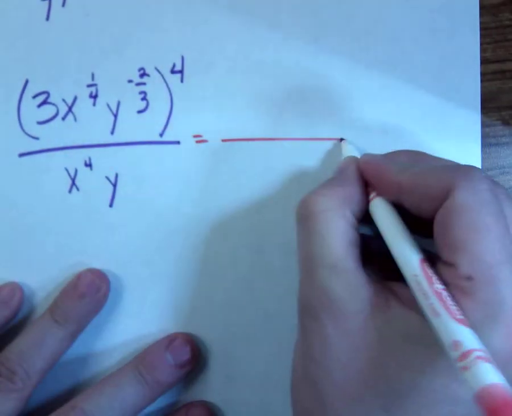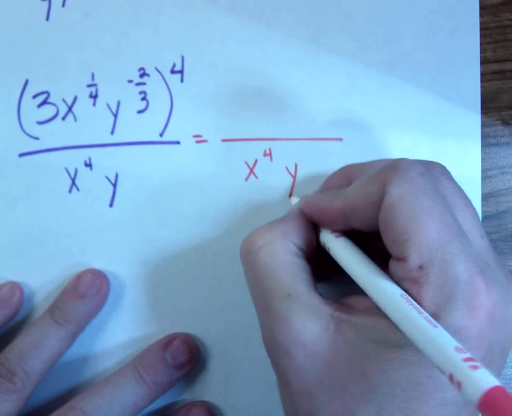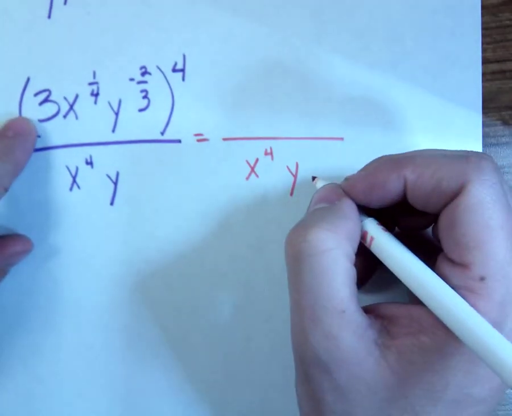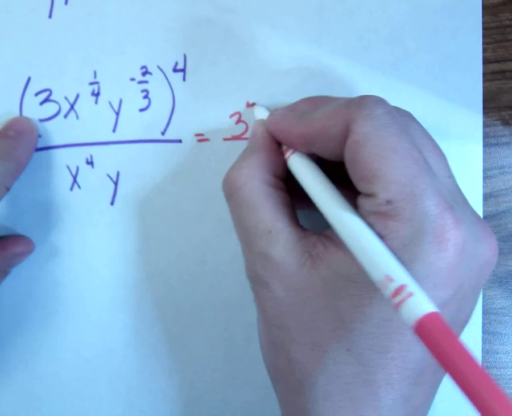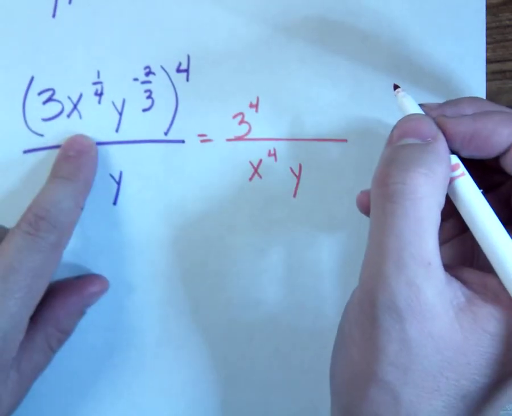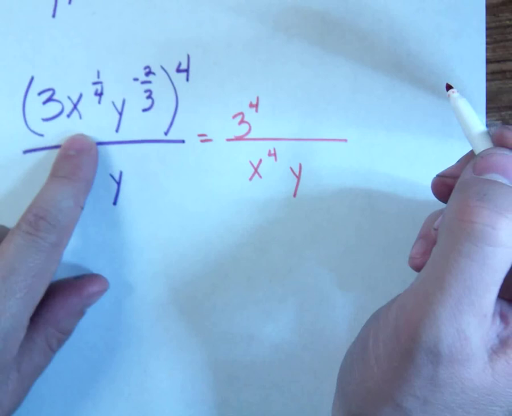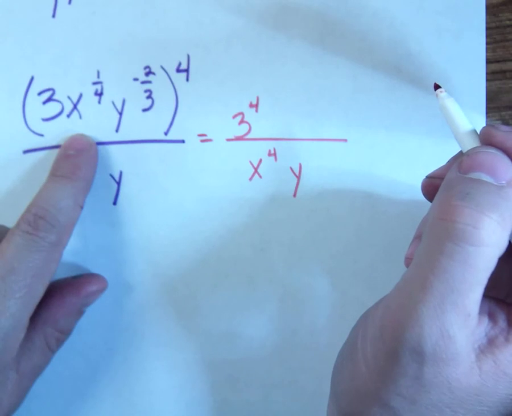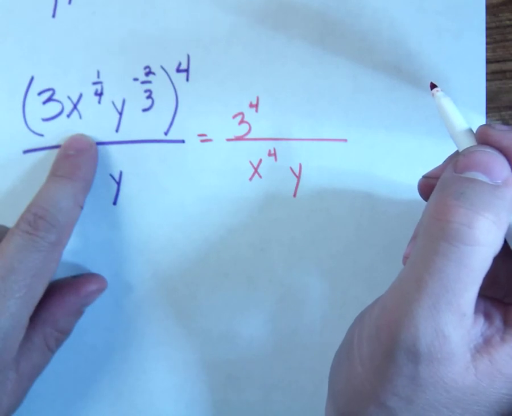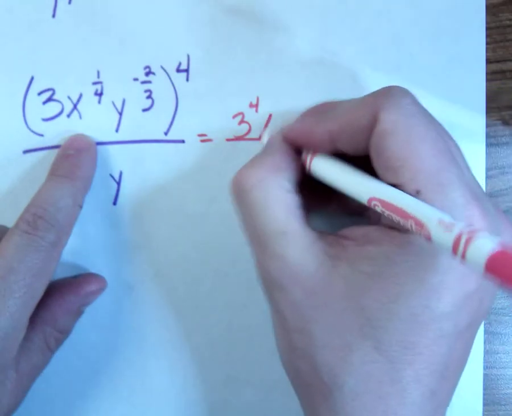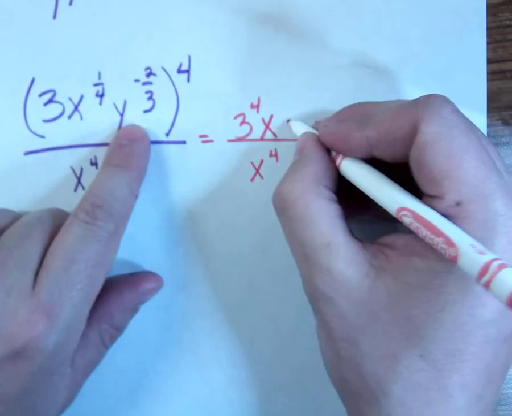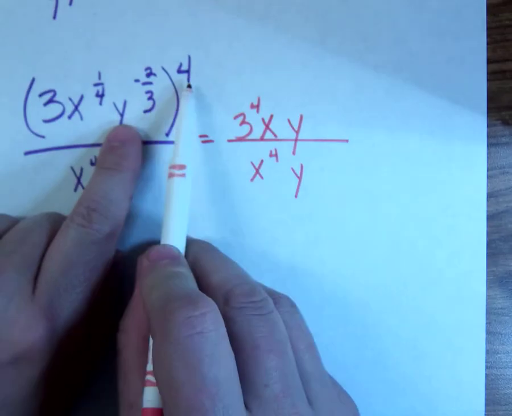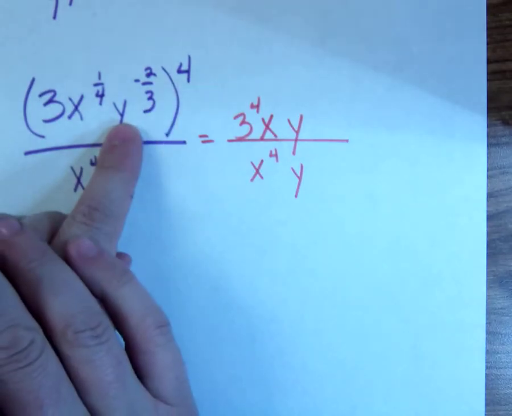I'm going to leave the denominator alone. This is just going to be 3 to the 4th. What about this one? x to the 1/4 to the 4th. How do I put those together? 5/4. You're adding. I actually multiply them. 1/4 times 4 is 4/4. So it's just 1. And then y to the, what's negative 2/3 times 4? That's negative 8/3.